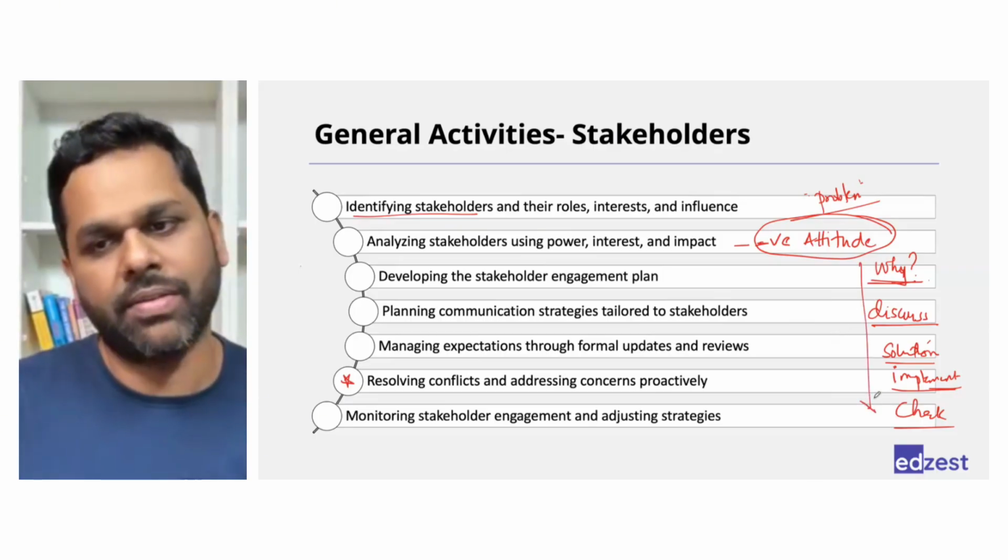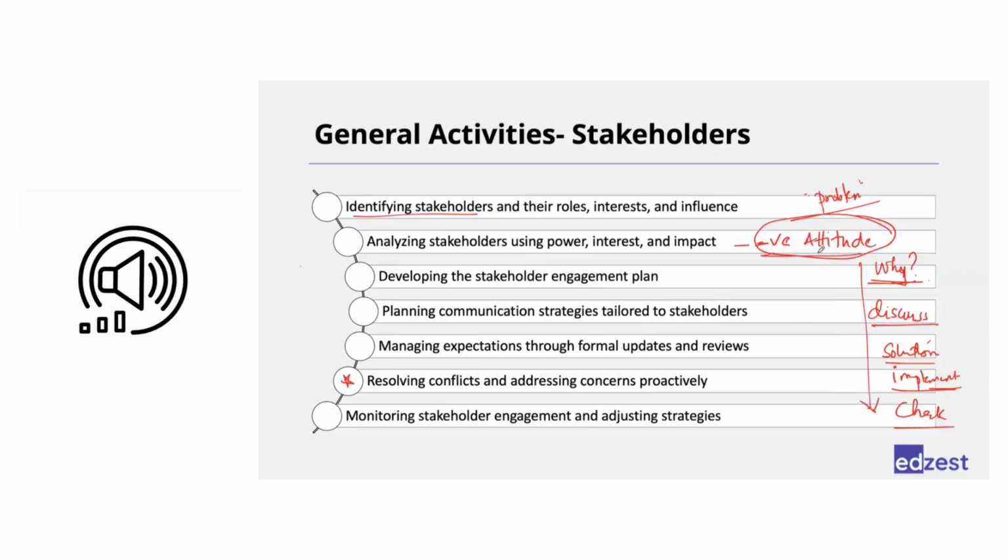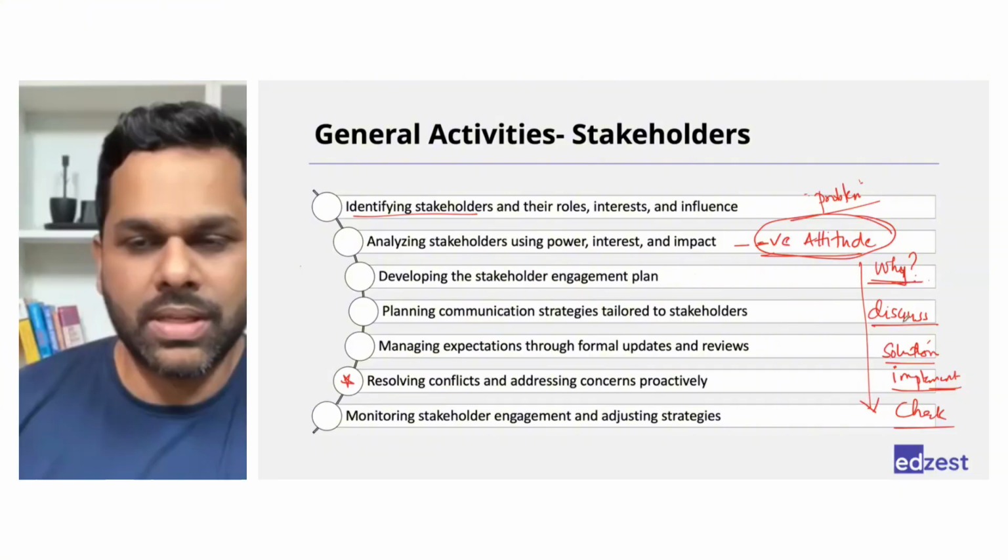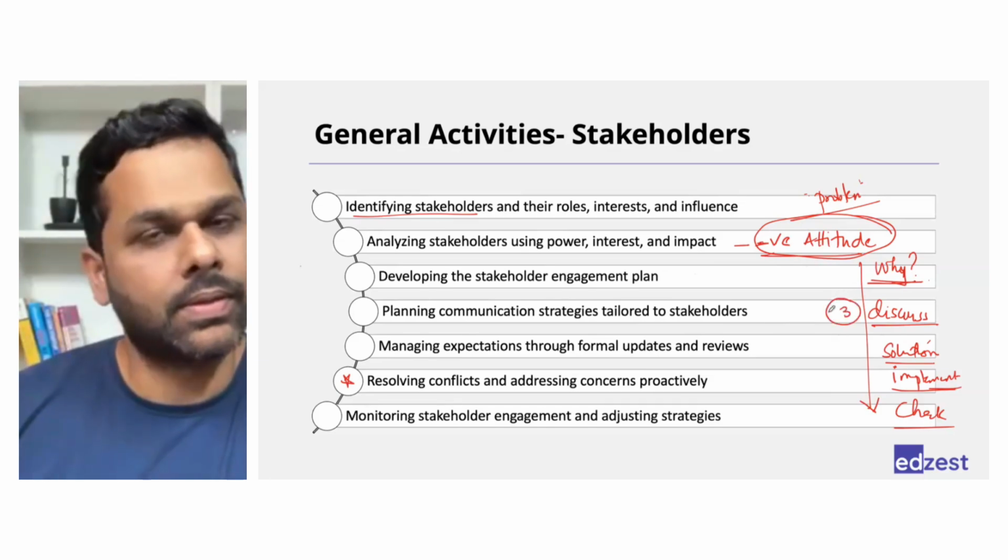So in the question, suppose there are two options. One is saying discuss with the team how we can mitigate the risk. And secondly, have a one-to-one meeting with that particular stakeholder. Then what should we do? Discuss with the team is your third point.